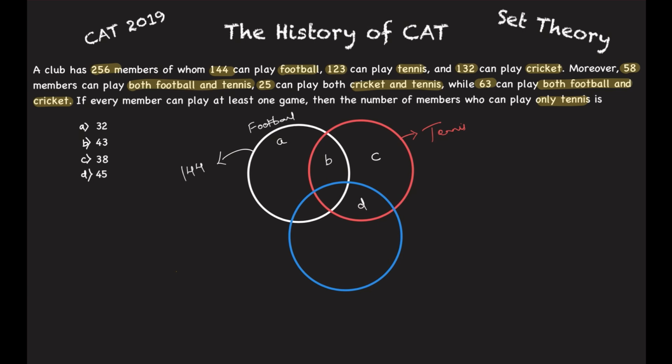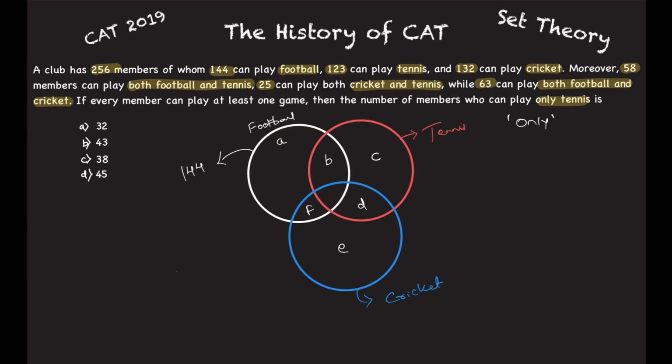If I write a D here, D means playing exactly two games, which is tennis and cricket. So let's put cricket here. D means only tennis and cricket. This word "only" is of much importance here, as we have seen in the basics of set theory. So D means only tennis and cricket, B means only football and tennis, C means only tennis, and if I write it here, E will be only cricket. If I write it here, F will be only football and cricket, two games.